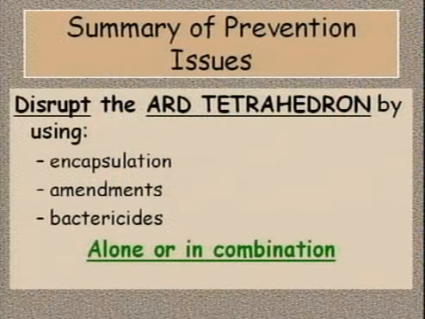I hope you remember that the ARD tetrahedron can be disrupted in a number of different ways and that more than one will typically be needed to get control of a particular situation. And the arsenal of ideas I presented hopefully has armed you with some of the practical concepts on preventing ARD. At this point, Harry, I believe you've got some information for everyone on upland diversions.